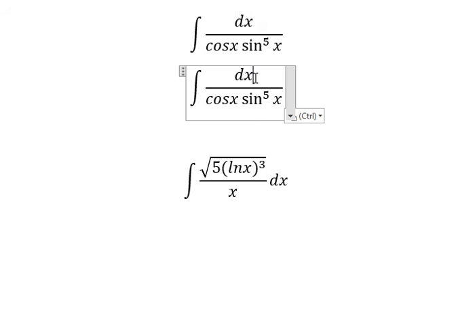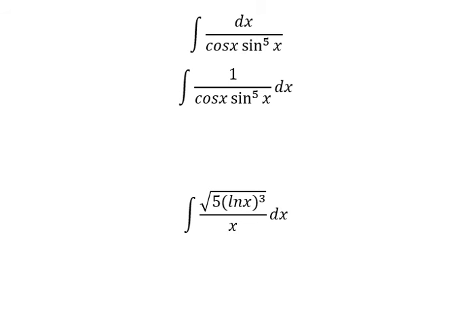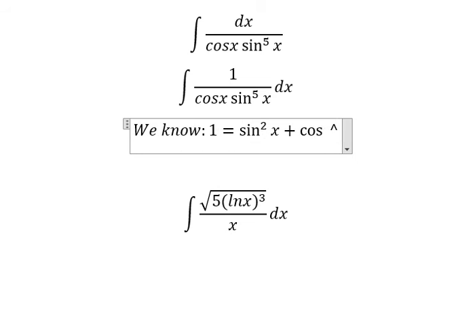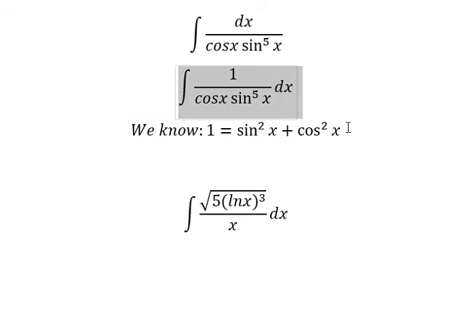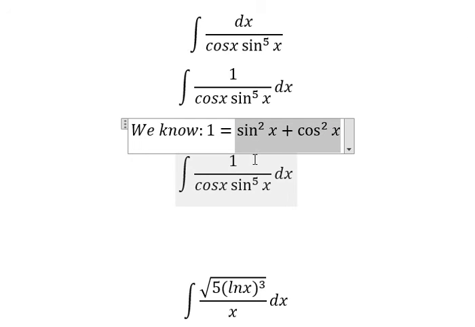For this one, we have number 1. So we know that number 1 is about sine squared x plus cosine squared x. So I need to change number 1 into this one.